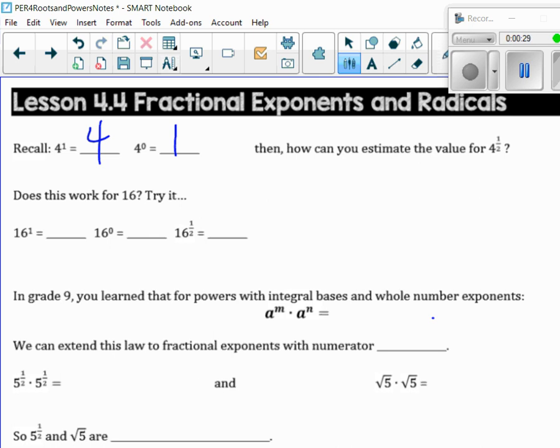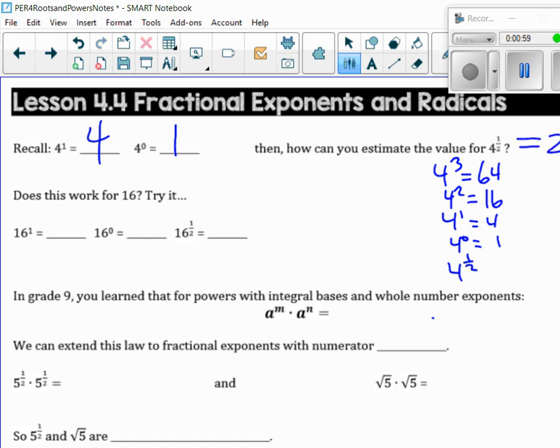Okay, maybe I should extend this. 4 to the power 1 thing. What's 4 to the power 3? 4 to the power 2? 4 to the power 1? 4 to the power 0? 4 to the power a half? It is 2. So what do you think it's going to be?